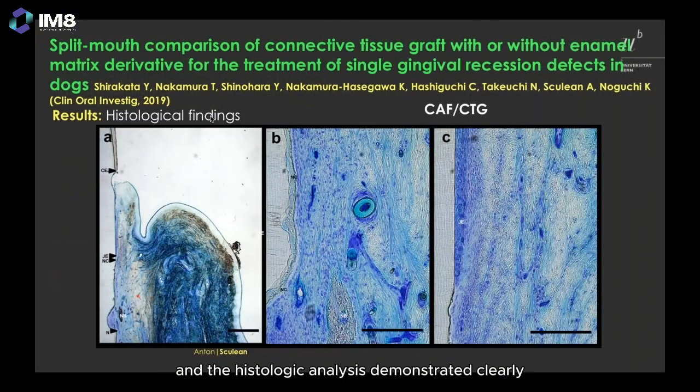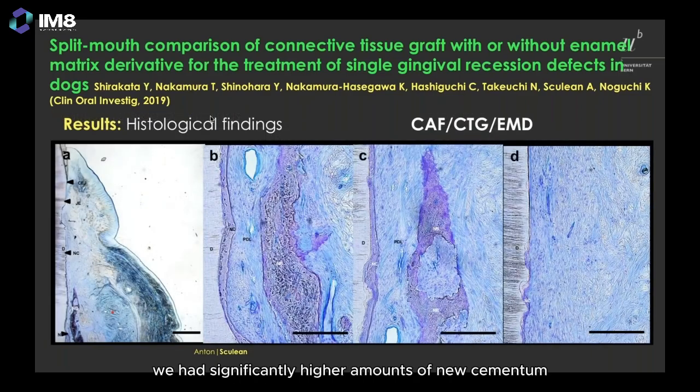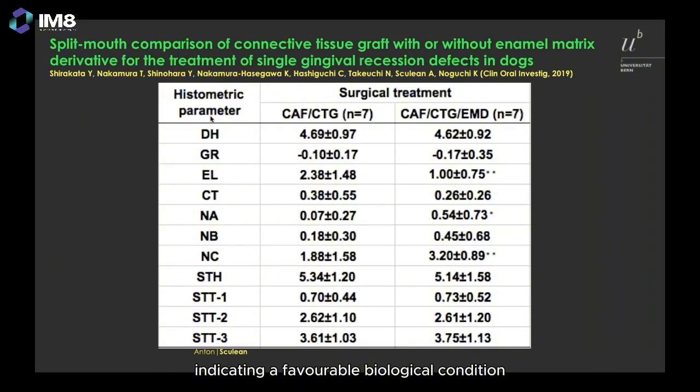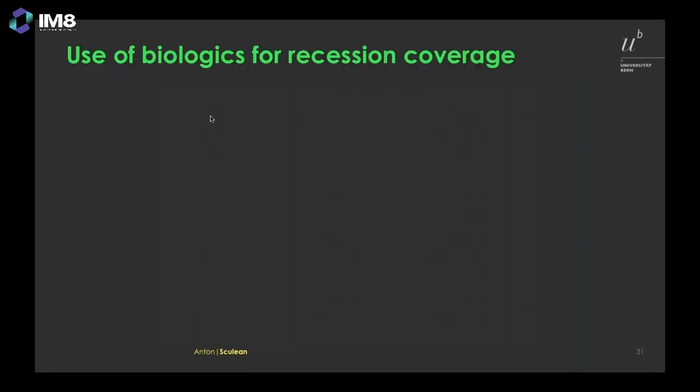And the histologic analysis demonstrated clearly some regeneration in the control group. However, in the test group, we had significantly higher amounts of new cementum, periodontal ligament, and bone, indicating a favorable biological condition. And if you look now at this table, you can clearly see the length of the epithelium is shallower in the test group compared to the control one, and also the formation of cementum, periodontal ligament, and bone significantly higher in the test compared to the control one.